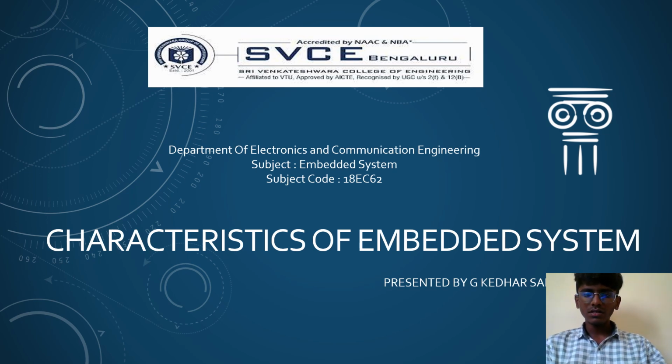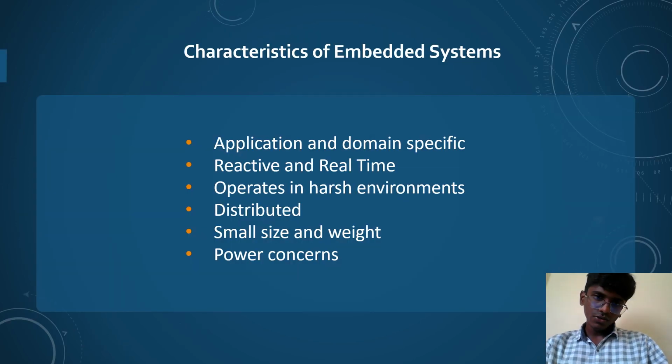Today in this presentation, I'm going to explain the subject embedded system having subject code 18EC62. The topic for today's presentation is characteristics of embedded systems. First, we need to know what the characteristics of embedded systems are. They are given in the presentation.